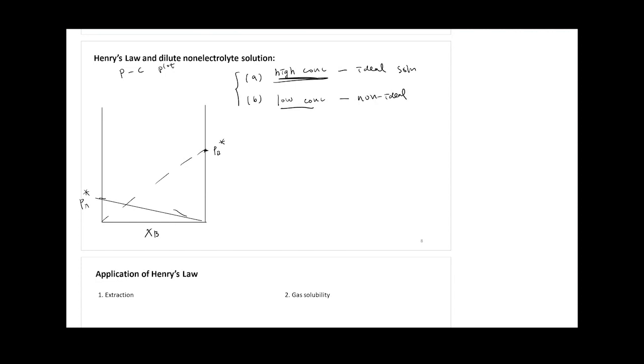So here we know your PI is simply equal to your PI star times your XB. So that's how you handle the ideal solution, right? For your non-ideal solution, the PI is going to equal your KH times your XB. This specific rule is the so-called Henry's law. Henry's law is the law that only applies to solutions where the component of your target is at very low concentration. And the KH is the so-called Henry's law constant.